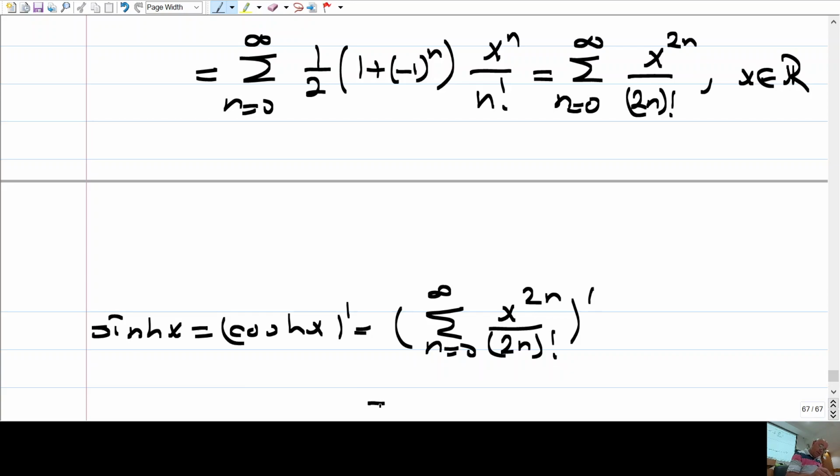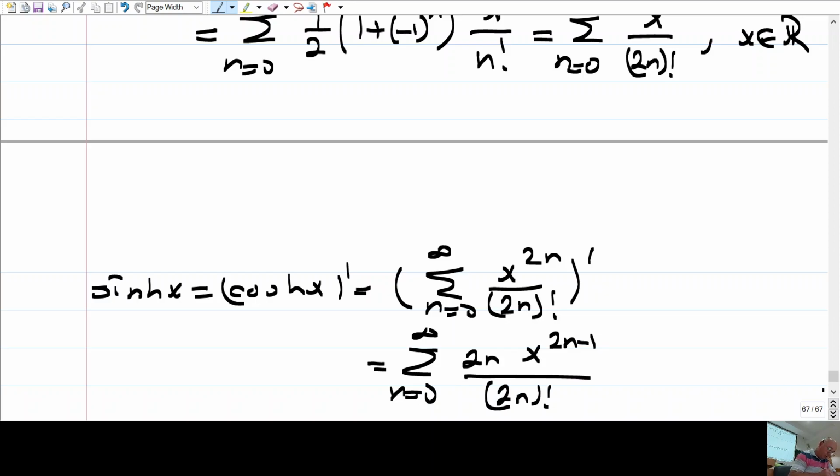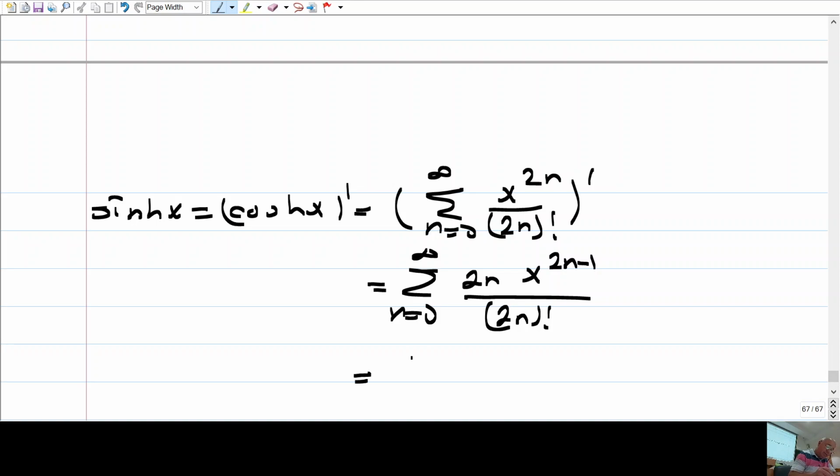Derivative. Okay. Well, you just take the derivative term-wise. So this is the sum from 0 to infinity of 2n times x to the power 2n minus 1, divided by 2n factorial. The 2n's cancel. So I have the sum from 0 to infinity of x to the power 2n minus... bir dakika şöyle yazalım. Bunun birkaç terimini yazalım.